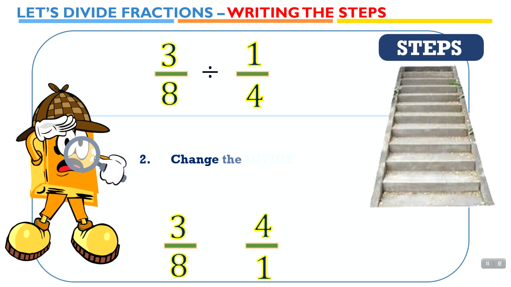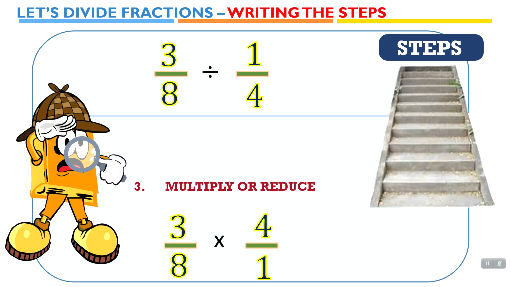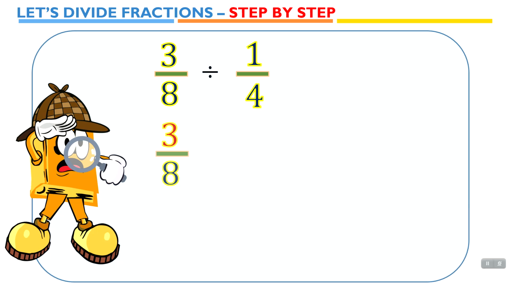Step 2. Change the divide symbol into a multiplication symbol. Instead of divide, we are now going to convert it into multiply. And step 3, we simply multiply or reduce. We multiply the numerators and then we multiply the denominators. Let's look at the example 3 over 8 divided by 1 over 4.